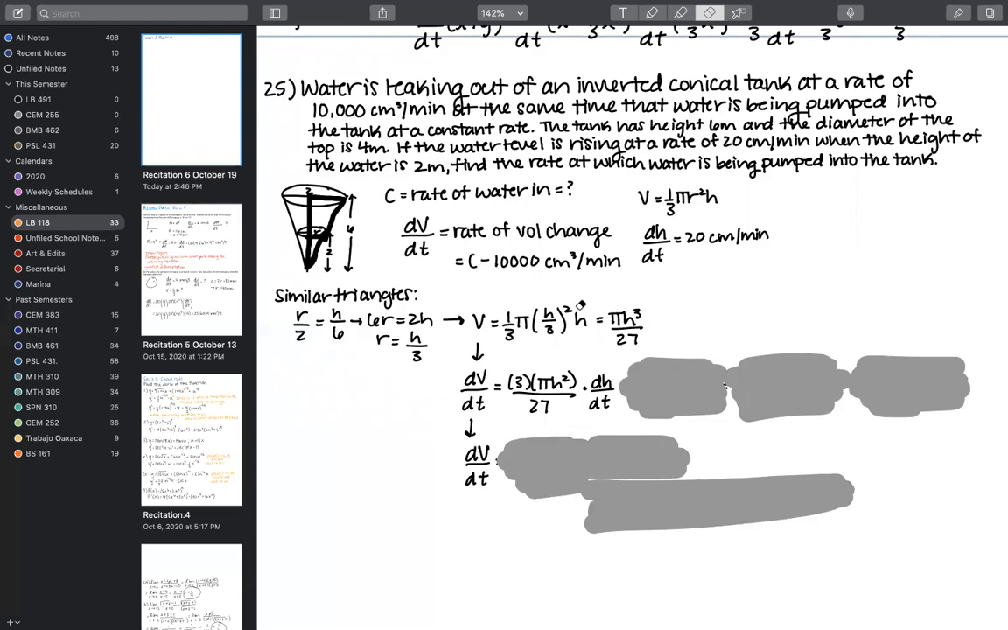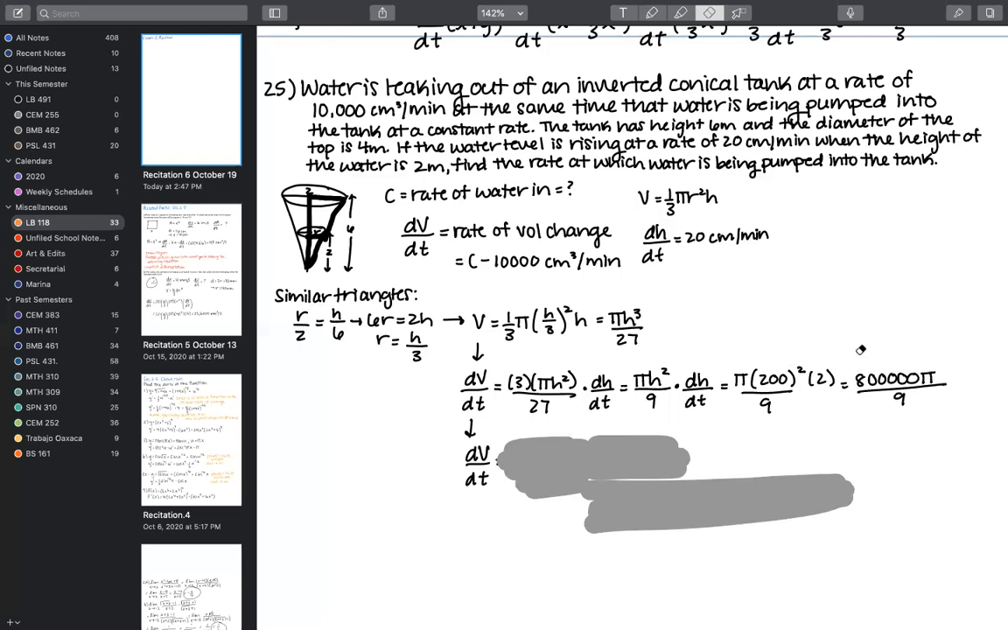So dV/dt, we're going to drop the 3, and it becomes pi h squared over 27 times the rate of change of the height of the water, so times dh/dt, which is going to be equal to, I just simplified that there. Then we plug in our values, 200, looks like I did do a conversion there. But either way, when we multiply that and simplify it, we get 800,000 pi over 9. This is not our final answer. This is what dV/dt is equal to.